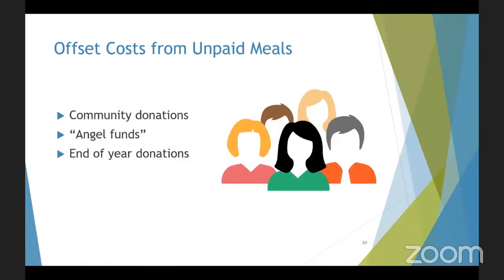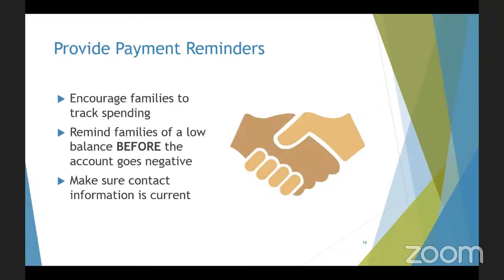Provide payment reminders. Schools can encourage families to regularly check their account balance and track their child's spending. Some households may simply forget to add money to their child's account and unknowingly have a balance lower than they expected. This could occur, for instance, if a child is purchasing food a la carte along with their reimbursable meals. Schools are encouraged to proactively remind families of their child's low account balance before it goes negative. Schools may send discreet payment notices home with students or send notices directly to family email accounts.